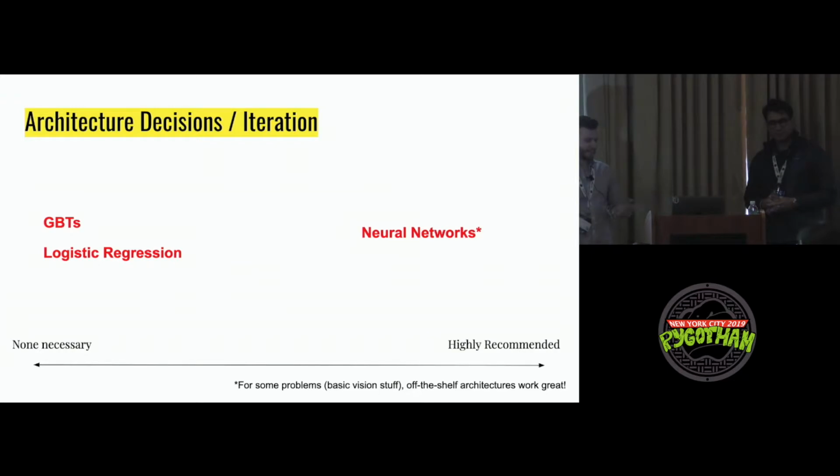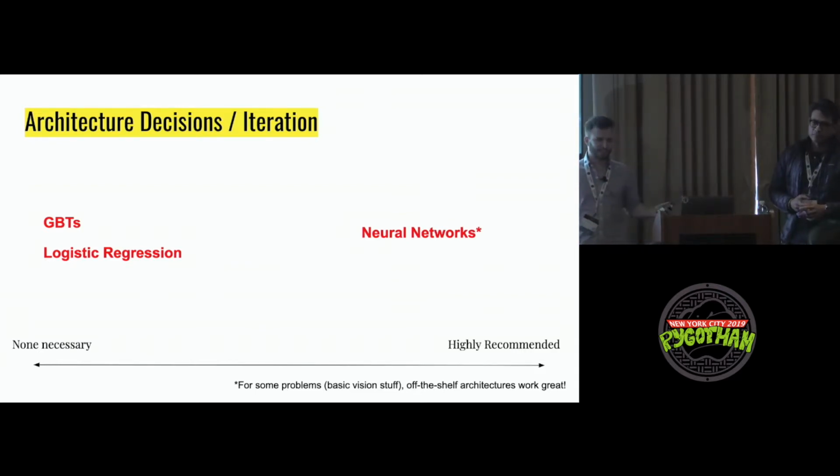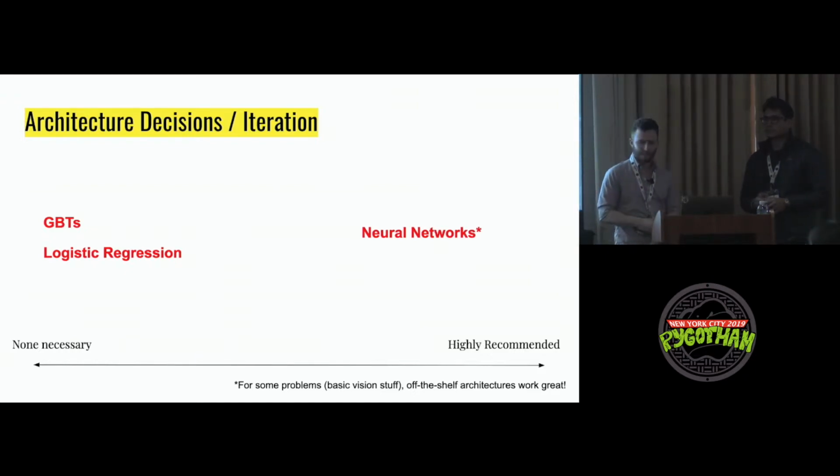In terms of how much you have to think about the architecture, gradient boosted trees and logistic regression are relatively out of the box. They have hyperparameters, but in my personal experience, the outcome tends not to be super sensitive to what they are, given reasonable defaults. Neural networks, it's all iteration and hyperparameters, which is not a dealbreaker. It doesn't mean you should never do it, but it's an issue.